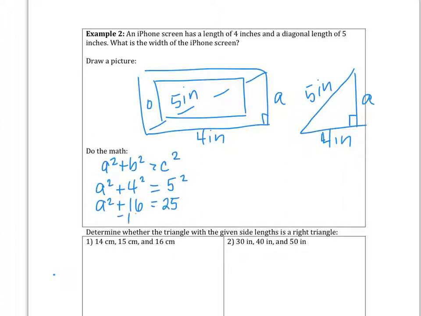Subtract 16 from both sides. And we get A squared equals 9, which means A, take the square root of both sides, A equals 3. So A is going to be 3 inches. So the width is 3 inches.